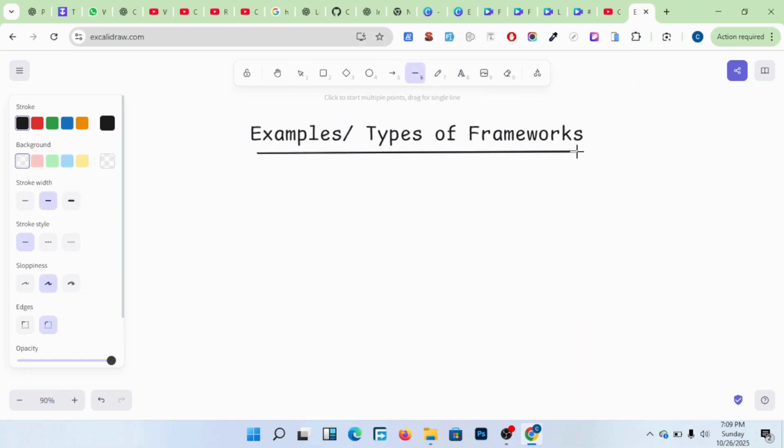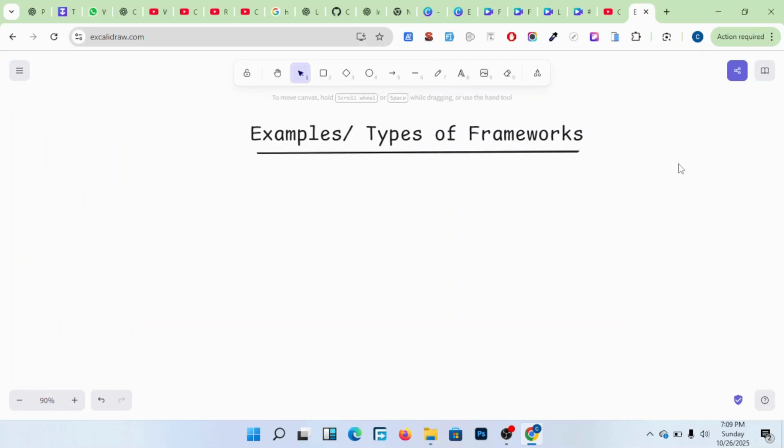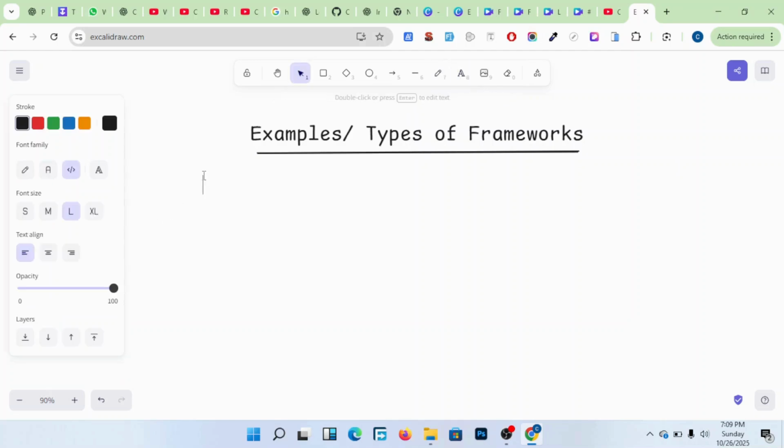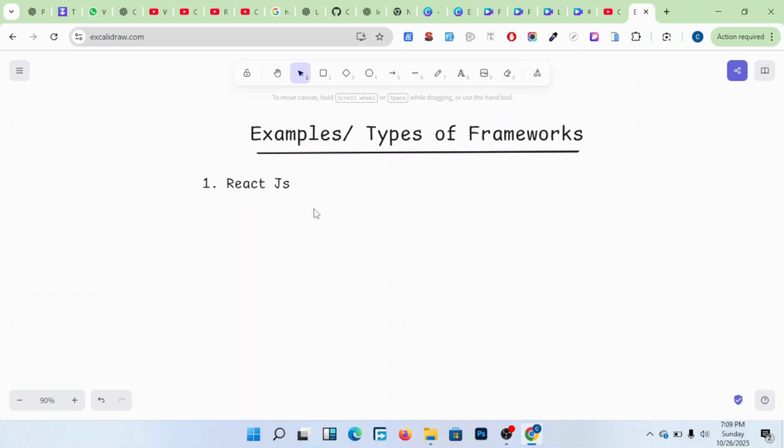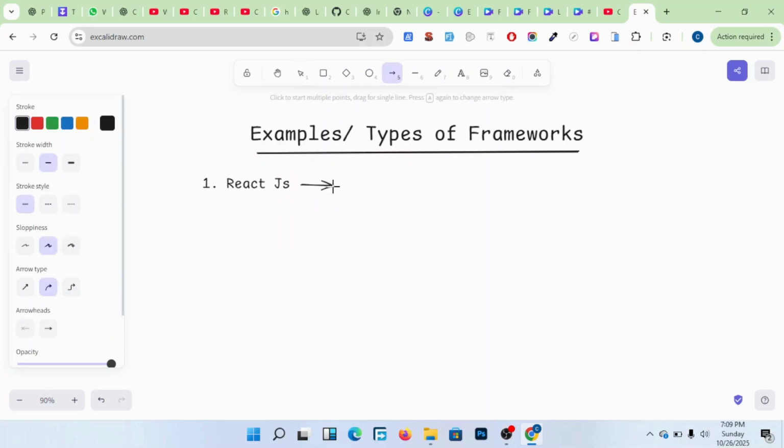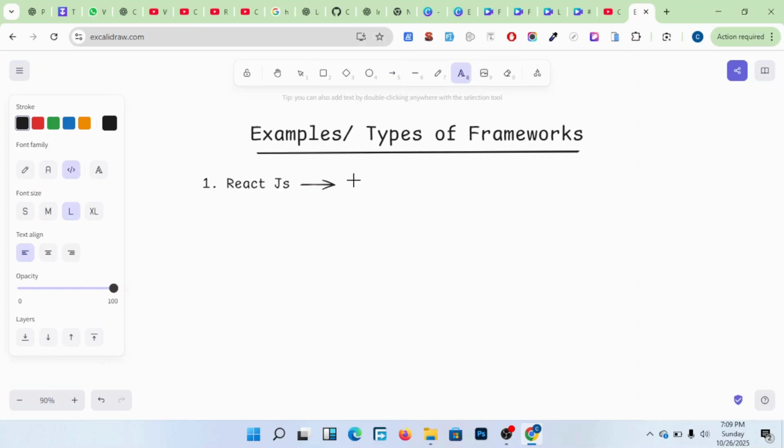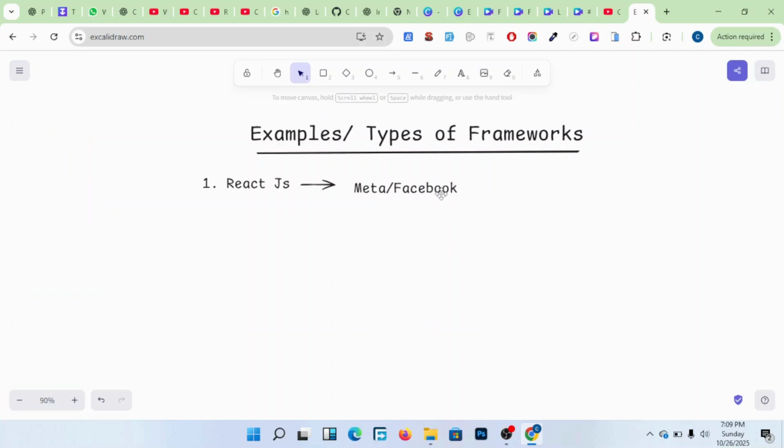So members, what are these types of frameworks? The first one is React JS. This is the most popular. This one was introduced by Meta, which is the same as Facebook.